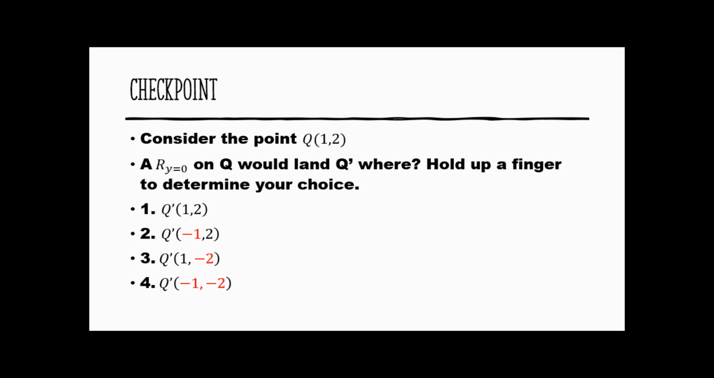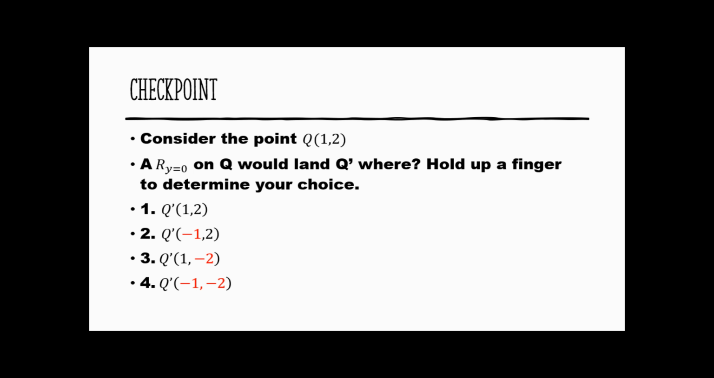This is a new thing we're going to be doing, checkpoints, where you just let me know which one you think it is and go from there. So if we're reflecting across y equals 0, think of what that is. That's going to be across the x-axis.